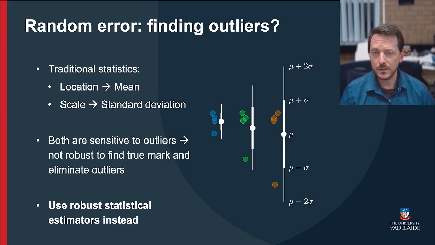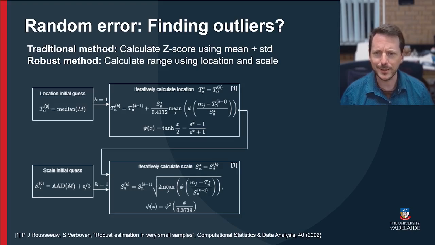Instead of using mean and standard deviation, the traditional statistics, we are using robust statistics instead. Now, these are often called M estimators, and we don't have too much time to go through the theory here, but I was really influenced by a paper called Robust Estimation in Very Small Samples. So we adapted the algorithm and the method outlined in that paper for the work that we do here.